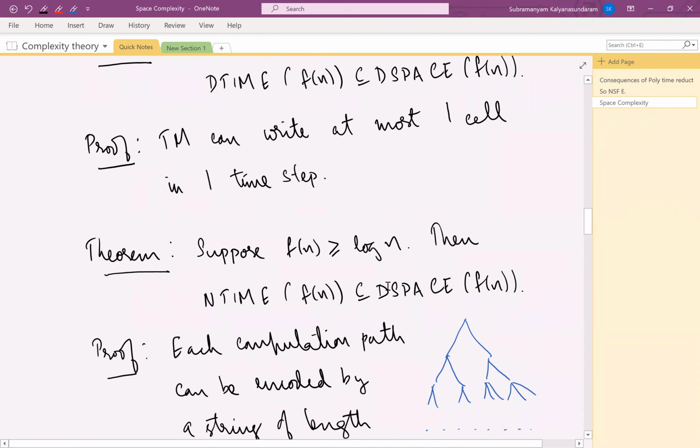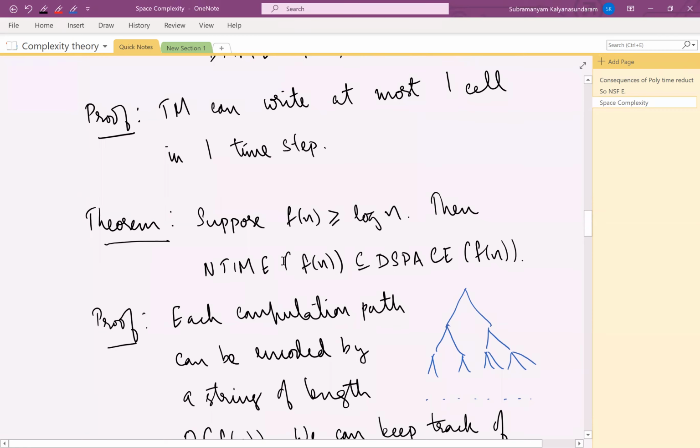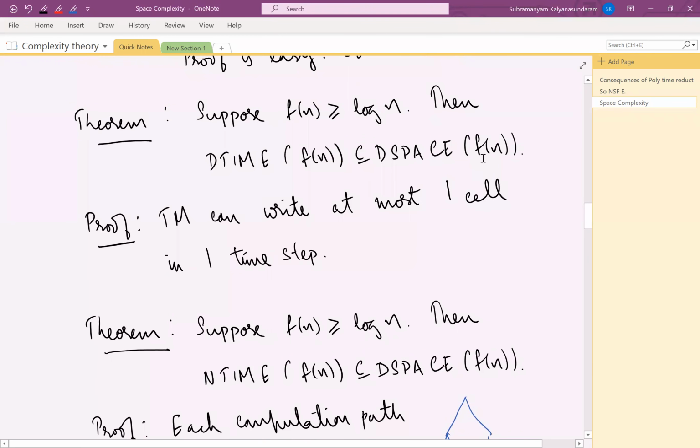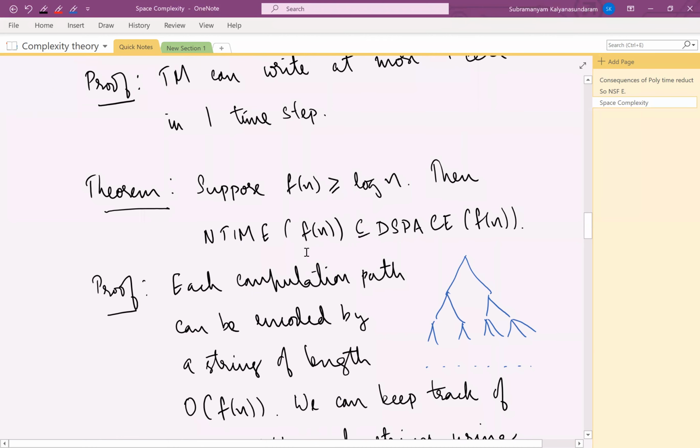Next thing, NTIME(f(n)). So we saw that DTIME(f(n)) is in DSPACE(f(n)) very easily. Surprisingly, even NTIME(f(n)) is in DSPACE(f(n)). Right? So this is slightly more interesting. So even if you have non-deterministic time f(n), it is contained in deterministic space f(n). Why is this the case?